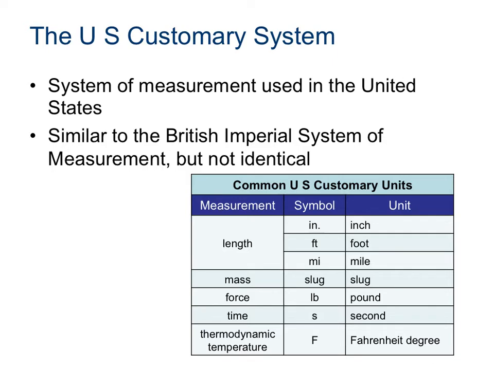Alright, so the US Customary System is obviously the system of measurement that is used in the United States. It's similar to the British Imperial System, which is basically what they use almost everywhere else besides the United States, but it's not necessarily the same. It involves the same type of things that we're going to talk about. We're going to talk about length units and really maybe just time, but these are the ones right here that we're going to be talking the most about.